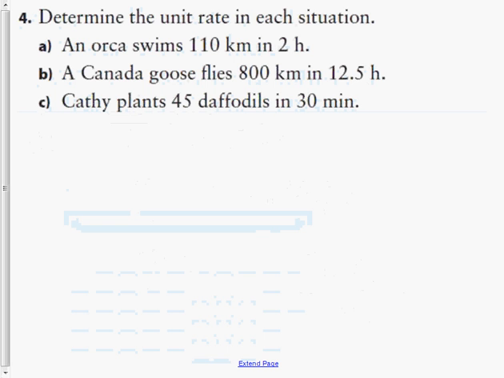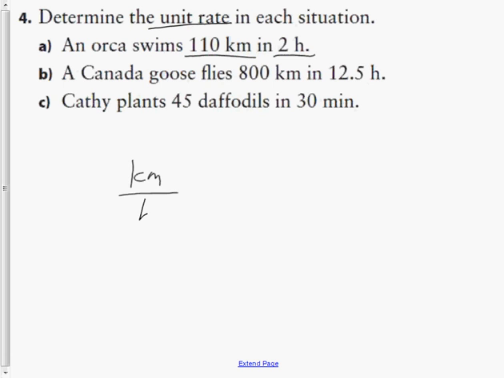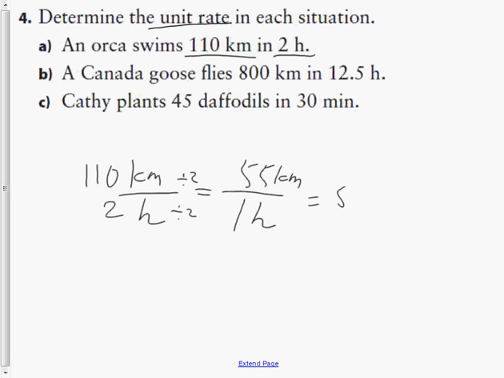Question 4, determine the unit rate in each situation. So for this one, I'm going to make sure my bottom number is 1. So an orca swims 110 kilometers in 2 hours. I'm going to look at the rate of speed, which is kilometers per hour. So 110 in 2 hours, the unit rate being 1, I would simply divide first and second term by 2. I get 55 kilometers per hour. And that is the unit rate. That's a pretty fast orca.